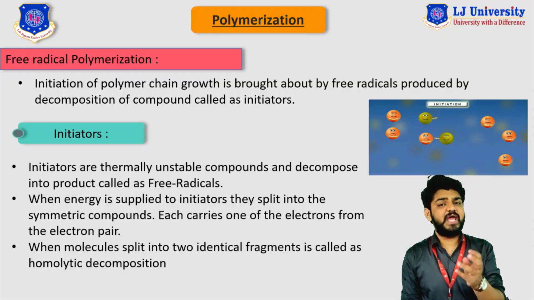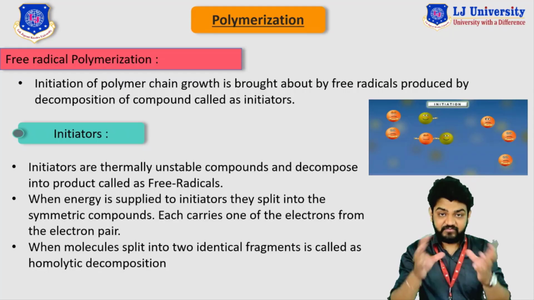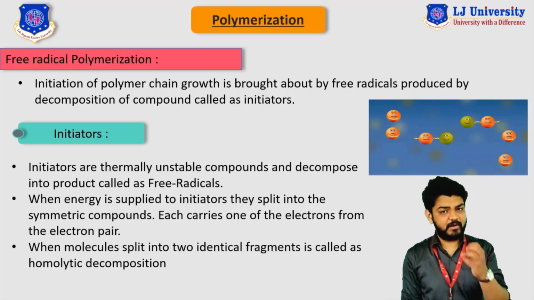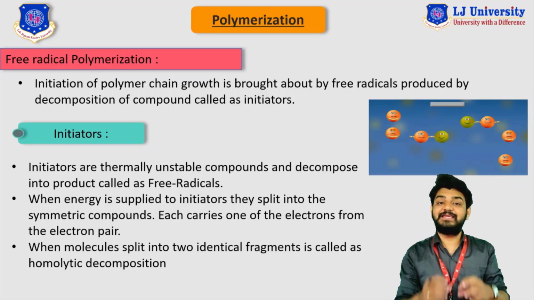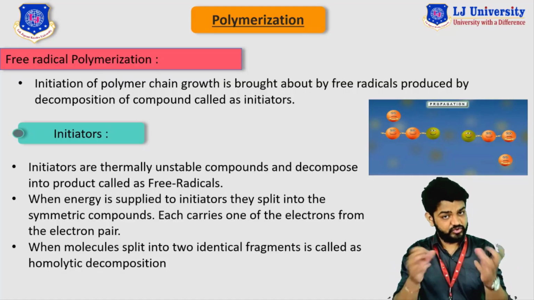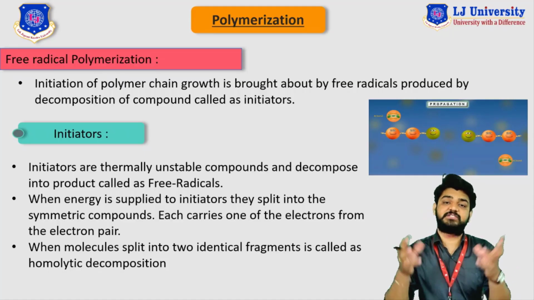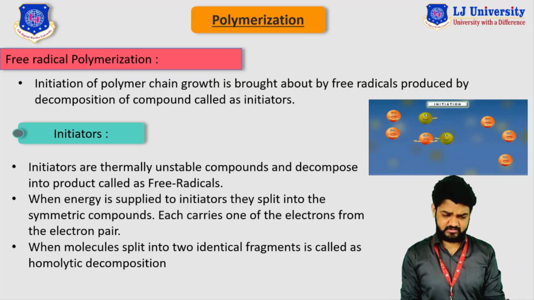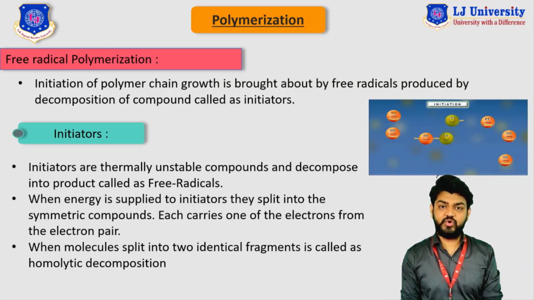That means they have a readily available free electron on their outer periphery. So if we supply some amount of energy, their electron can be easily liberated, and we can use this electron to pair up with another monomer. So such compounds are called initiators.